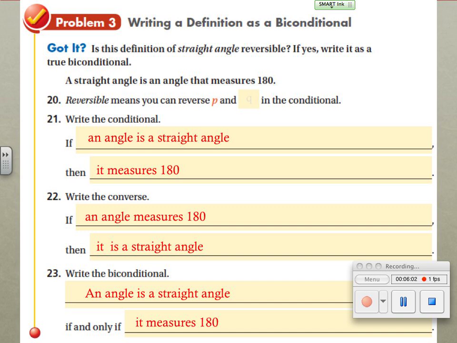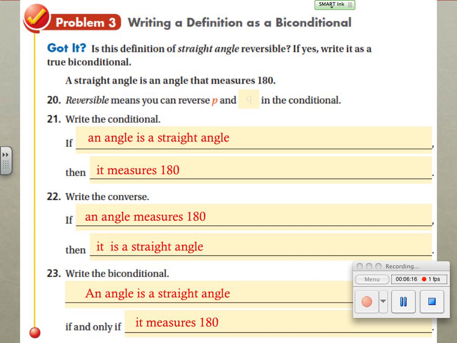And there are no other angles. The 180 is the only measure of a straight angle. So now we need to know, once we can write definitions, how do we identify good definitions? So we'll look at problem 4, identifying good definitions.